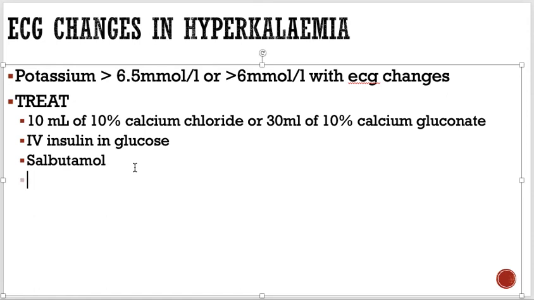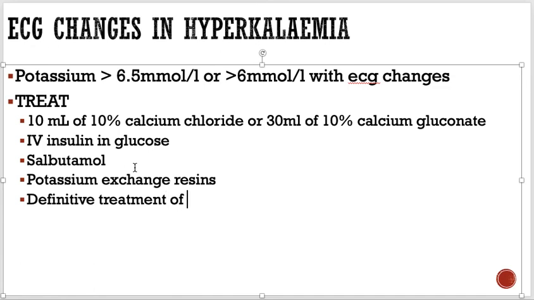Now, the definitive treatment to remove potassium: we can also give potassium exchange resins, but they are slow working. How can we remove potassium from the body, as the definitive treatment? It is of course by renal replacement therapy.